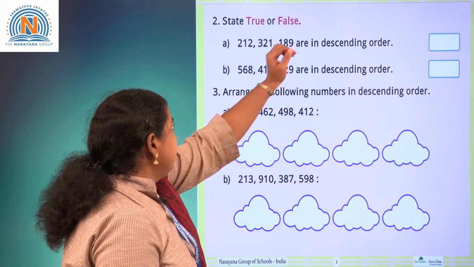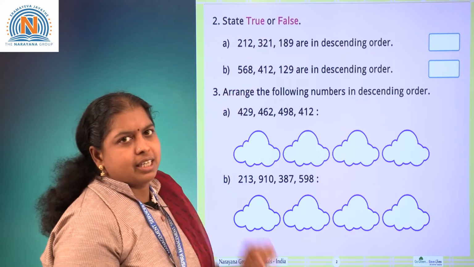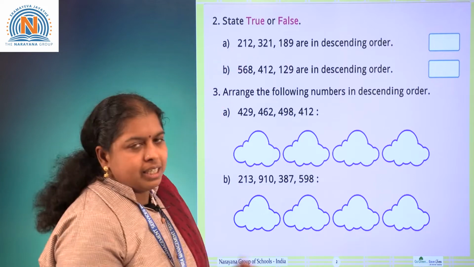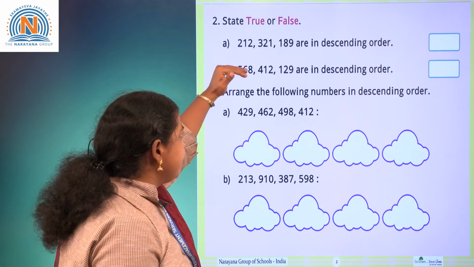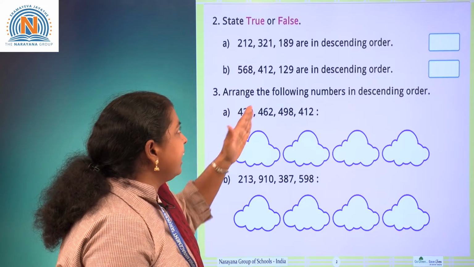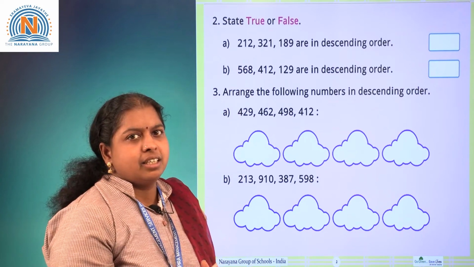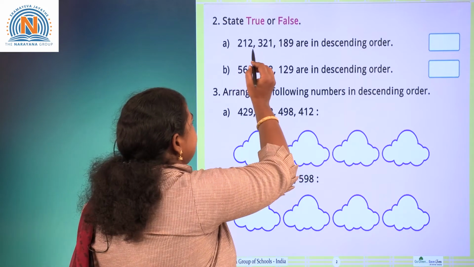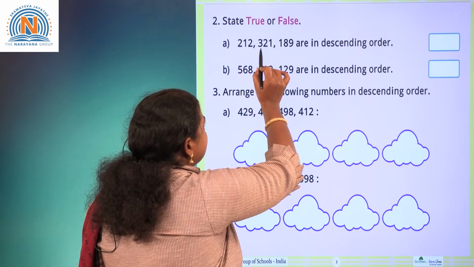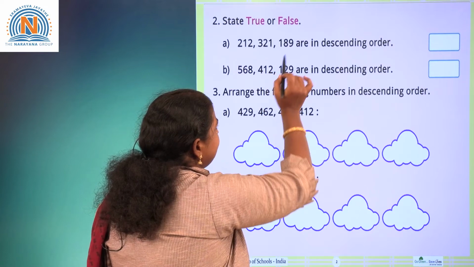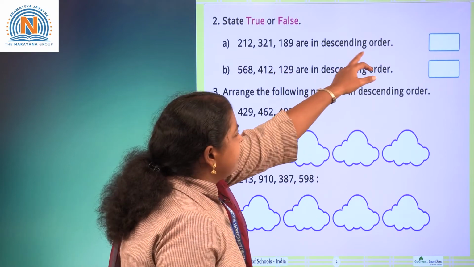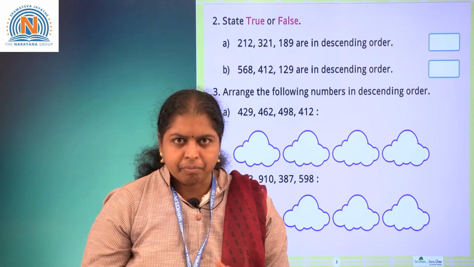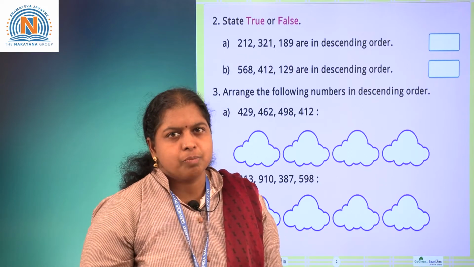What is the next one? State true or false. There are two statements. You need to check these statements and you have to decide whether the given statement is true statement or false statement. First statement is 212, 321, 189 are in descending order. What do you mean by descending order? Arranging the numbers from greatest to smallest.